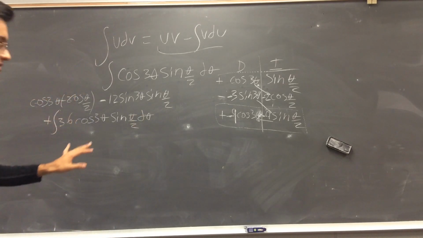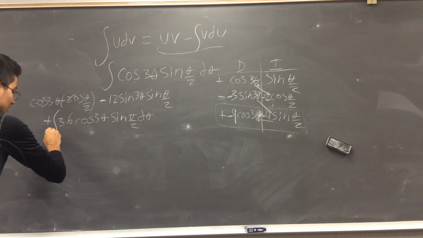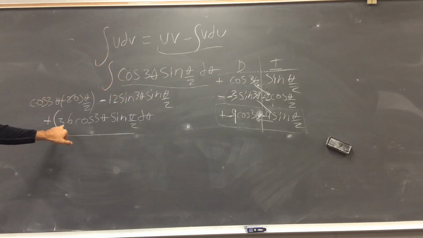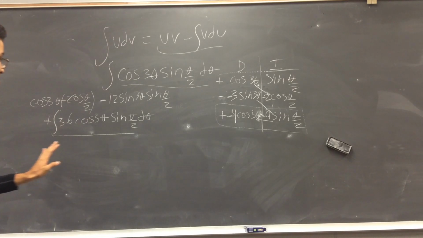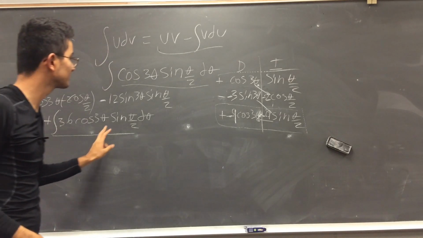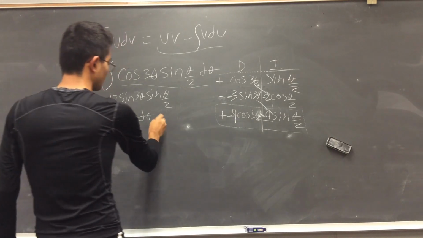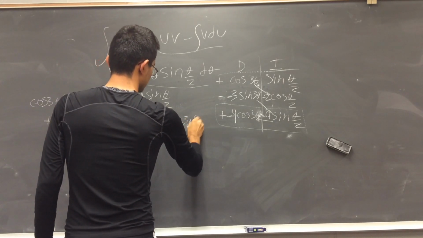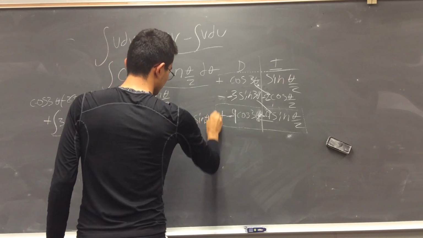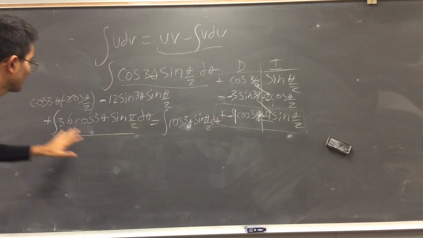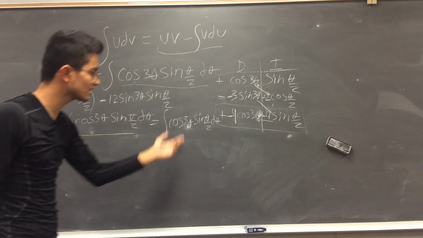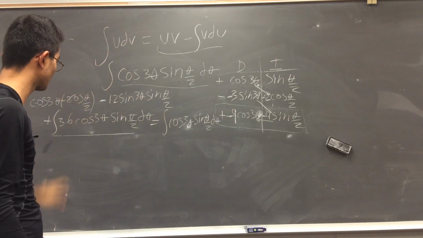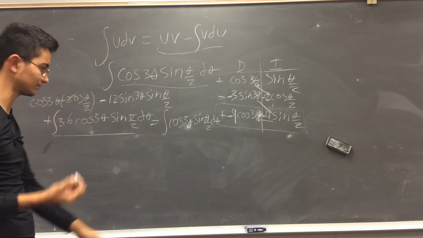Now, why did we do this? Look at this integral and look at this integral. What's the difference? It's just the factor, right? We have a different factor, but it's still the same integral. So what we're going to do is set that equal to the original integral, which is the integral of cosine 3 theta sine theta over 2 d theta. And then we're going to bring this integral to the other side, factor it out, and divide by the factors on both sides. And then we get the answer.